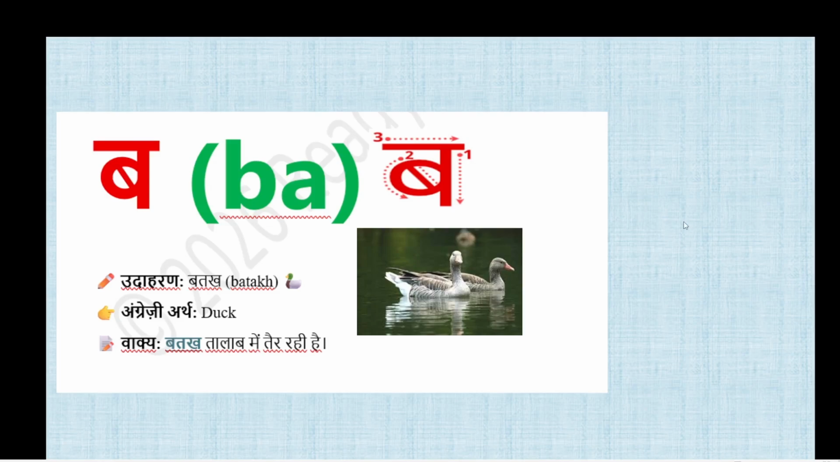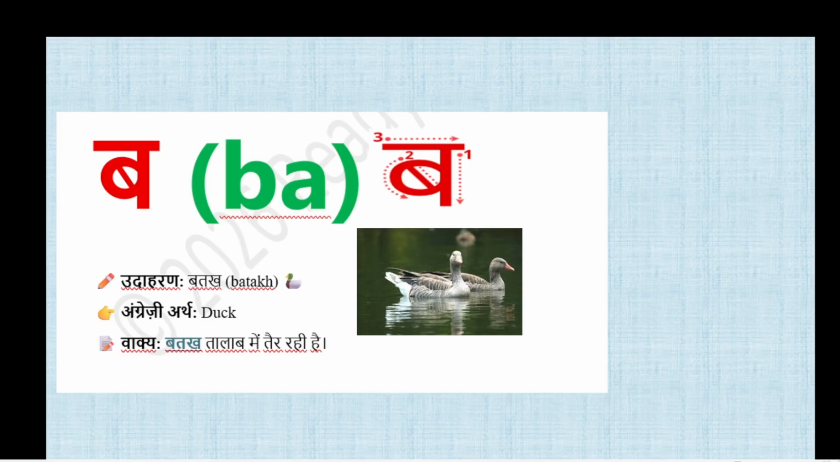The next letter in the row is Ba. The sound of Ba is Ba, like the B in the word ball. Let us see an example. Batak, which means duck in English. A duck is a water bird that swims happily in ponds and lakes.